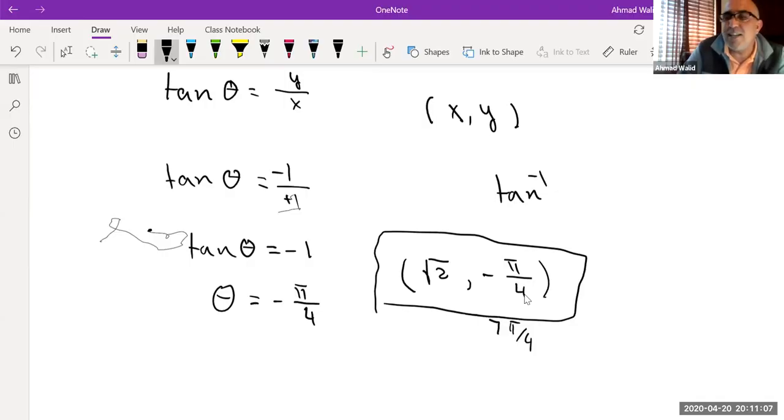Correct? That's the reason you are using tangent, because if I give you the Cartesian, it's always coming as an ordered pair of x, y, right? And your tangent is always y over what? Over x.